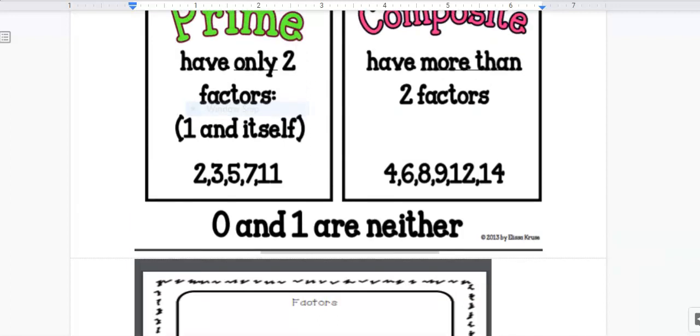17 would be a prime, right, kiddos? Because only 1 and 17 can go into that number. But a composite is considered a number that has more than two factors, like the number 4. It has 1 and 4. It also has 2 multiplied by 2, right? So that already means it has more than two factors. The same goes with the number 6: 1 multiplied by 6, 2 multiplied by 3. Do you see? If it's a composite, it has more than two factors. If it is a prime, it only has the two factors.